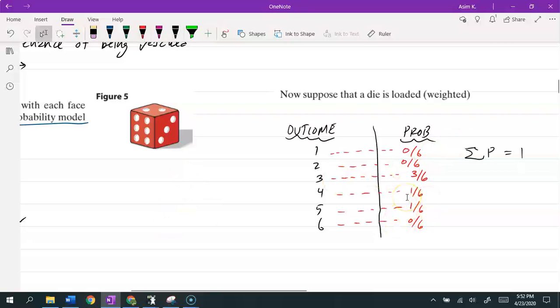Oops, sorry, that's not a valid probability model. Let's change one of these numbers. I apologize. And there you go, 1 out of 6, and now it's a valid probability model. So these do add up to 1. And then, is each one of them greater than or equal to 0? Yes, they are. So this is a valid probability model. So that's a loaded or a weighted die.